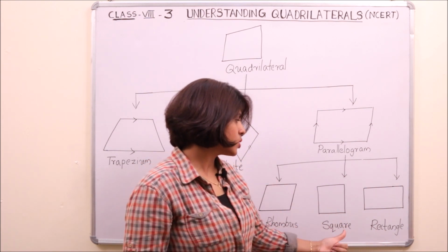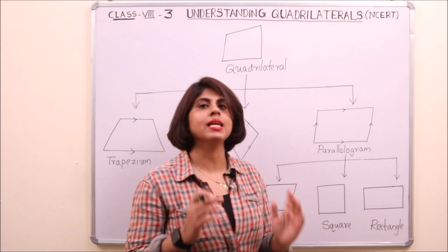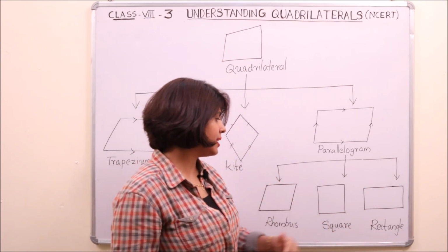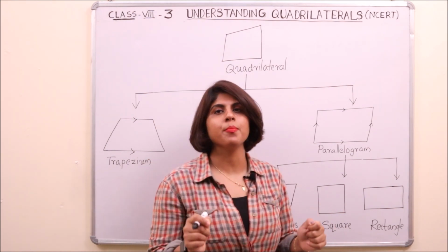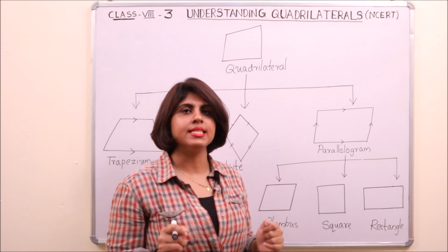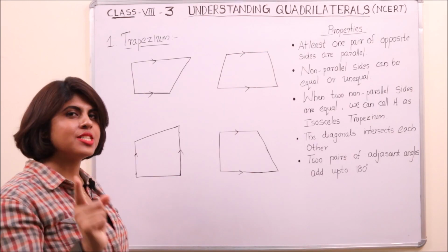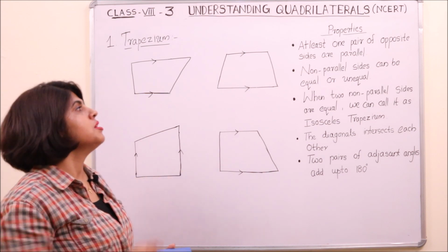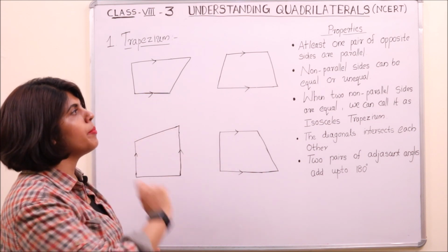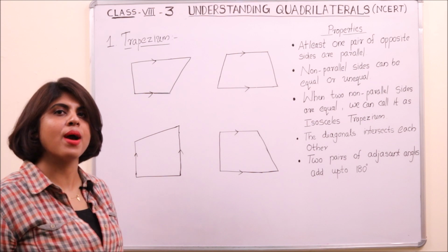Square and rectangle are basic quadrilaterals you have been studying in your lower classes, right? Now we will see each type of quadrilateral in detail, one by one. The first quadrilateral is the trapezium, and its properties are given here. The first property is that at least one pair of opposite sides are parallel.